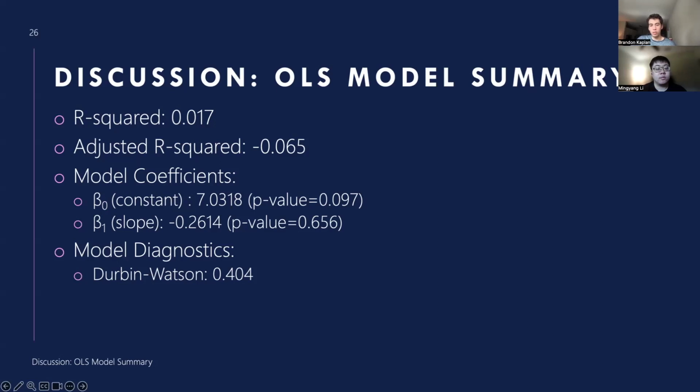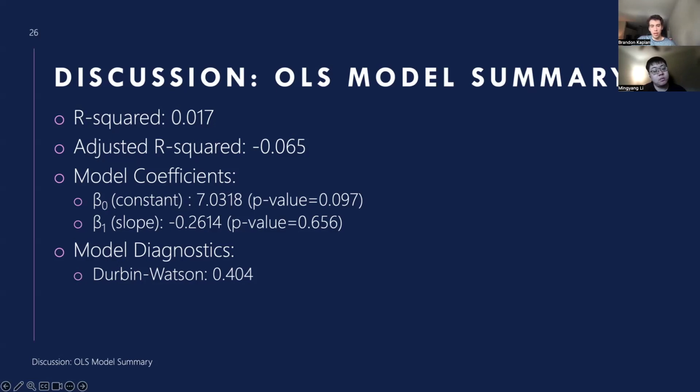The constant coefficient, which was the coefficient beta naught for the y-intercept, has a p-value of 0.97, which basically means that the intercept that we predicted is not statistically significant at the usual levels, which tend to be accepted at less than or equal to 0.05. The slope coefficient has a p-value of 0.656, indicating that this predictor is completely not statistically significant.